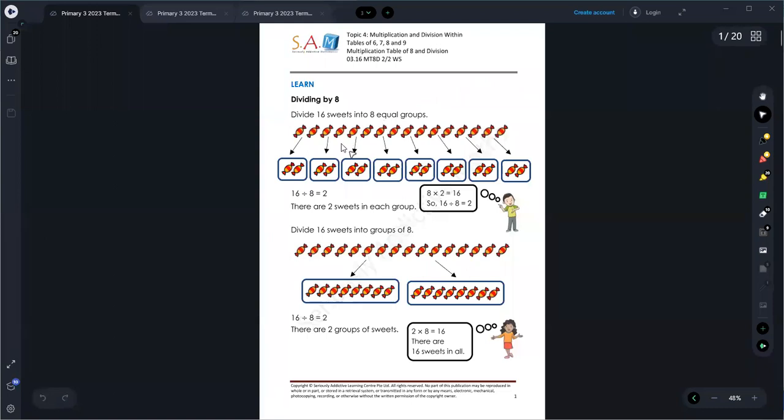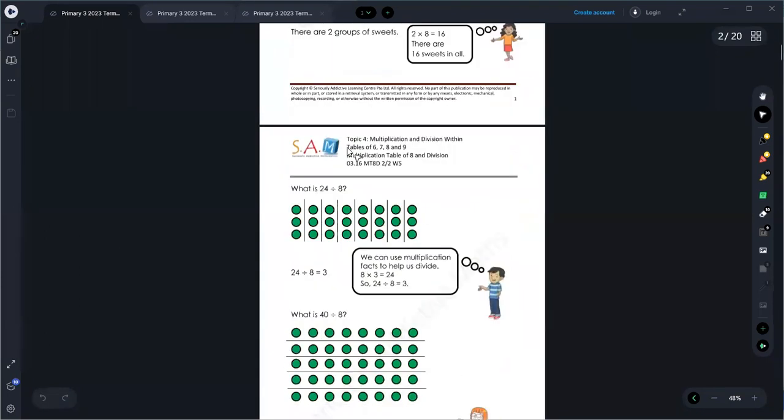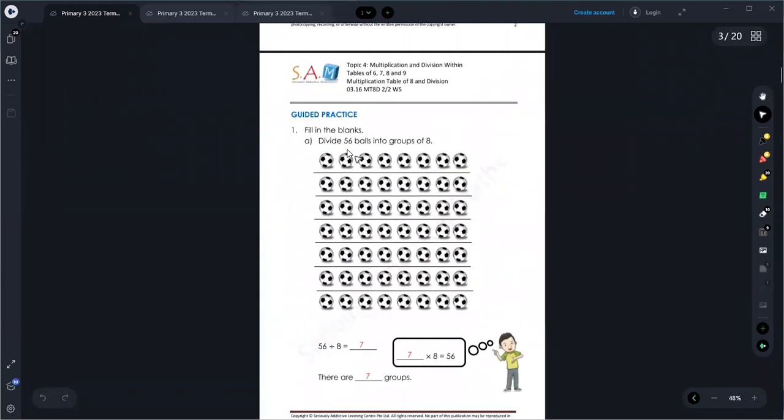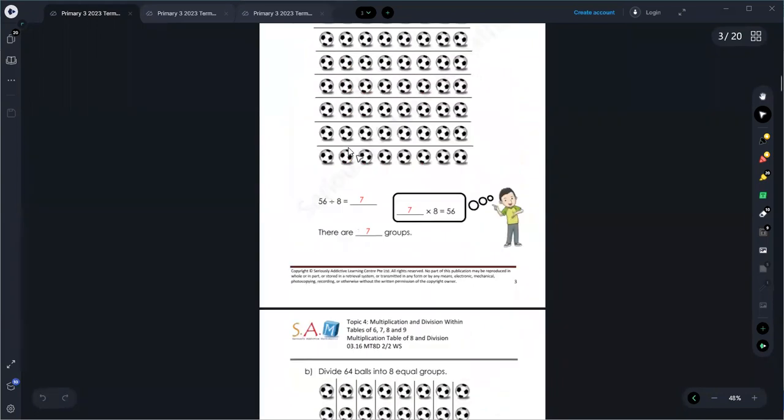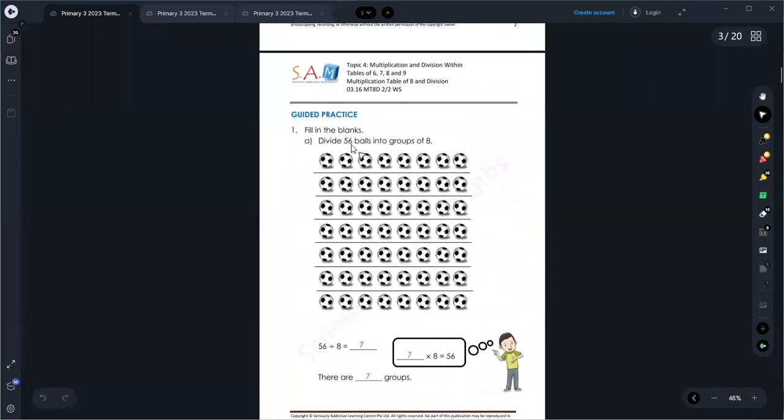Okay, the next book we're going to do is dividing by 8. I think they're very aware of the concept of dividing by 8 already, right? So we can skip some of these questions here and just get them to do the guided practice, right? So what is 56 divided by 8? They can use multiplication to help them, right?